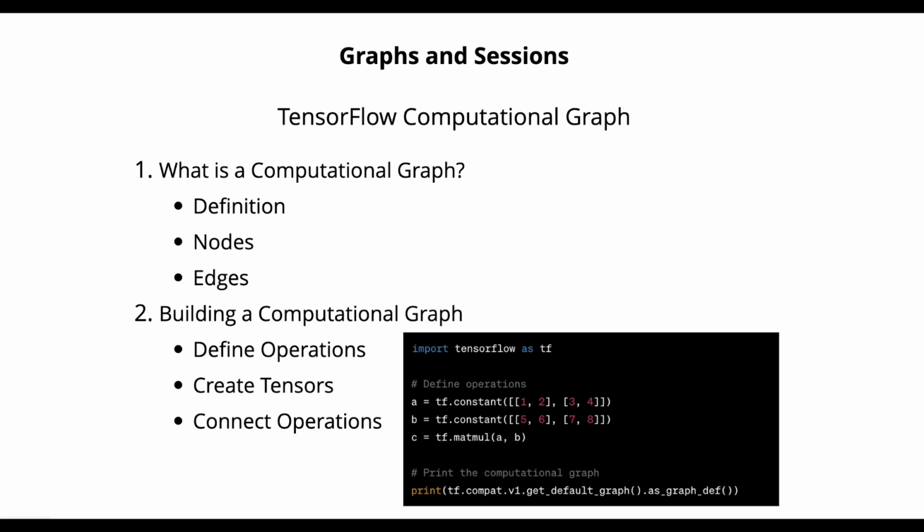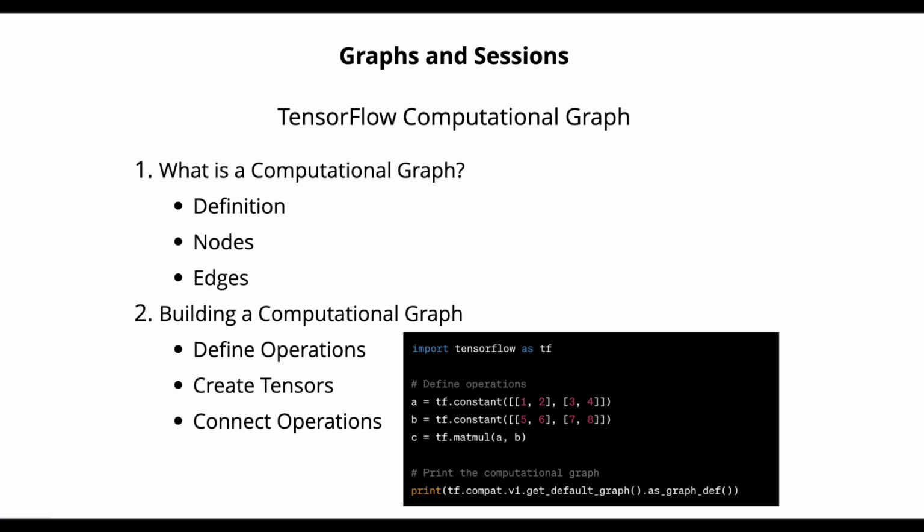Now, how do you build a computational graph? First, define operations. Start by defining the operations you want to perform in your model, such as matrix multiplication, activation functions, loss functions, which we'll probably look at a little later. Then create tensors. Creating tensors to hold the input data, model parameters if any, and intermediate results of these computations. Connect operations. Connect the operations together by specifying the flow of data between them, forming a graph structure.